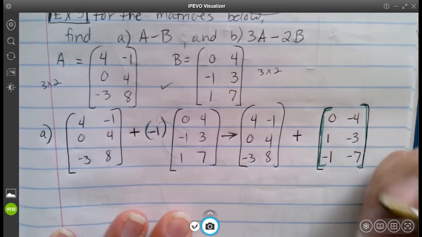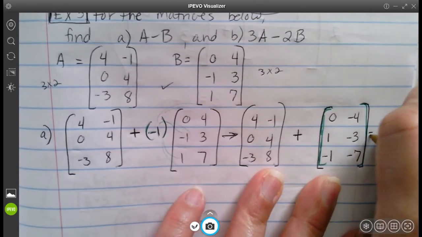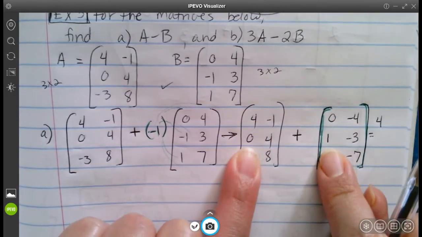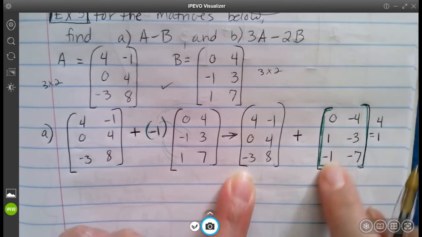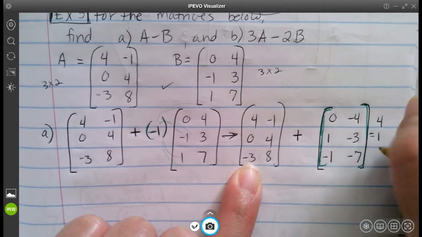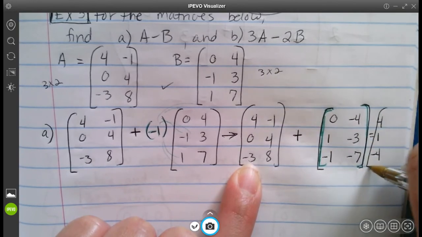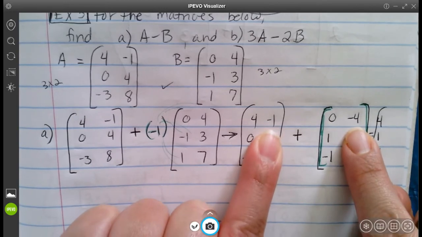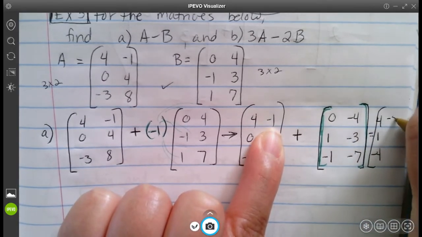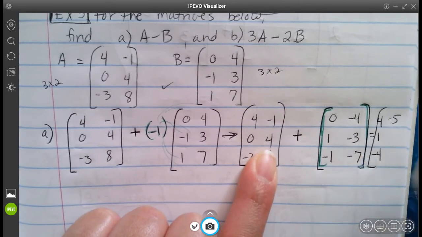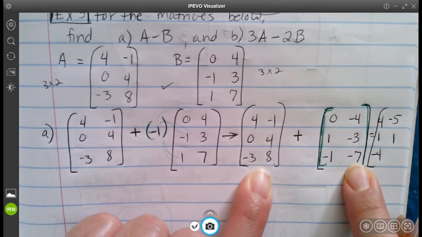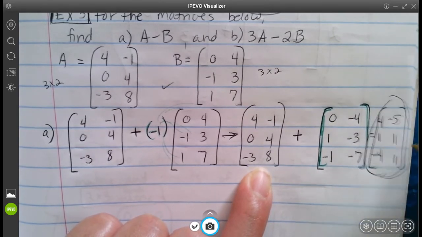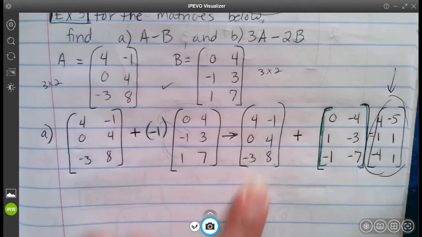So this is going to give us, let's see if I can get this to fit here. I should have done this a lot smaller. 4 plus 0 is 4. 0 plus 1 is 1. -3 plus -1 is -4. All squished in there. And then the second column, -1 and -4 is -5. 4 and -3 is 1. 8 and -7 is 1. So this right here is my answer. It's all squished over here, but this is the answer for part A.